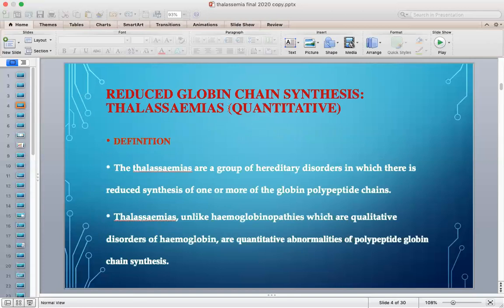الثلاسيميا which is a quantitative defect معناته أنا ما عندي structural abnormal hemoglobin مثل الهيموغلوبين S، لا هو hemoglobin A موجود بس produced at a lower amount or at a lesser degree. So reduced globin chain synthesis, we call it thalassemia, which are a group of hereditary disorders in which there is a reduced synthesis of one or more of the globin polypeptide chains. بالثلاسيميا مو مثل الهيموغلوبينوباثي اللي بيها qualitative defect، لا هنا quantitative defect of the polypeptide chain.